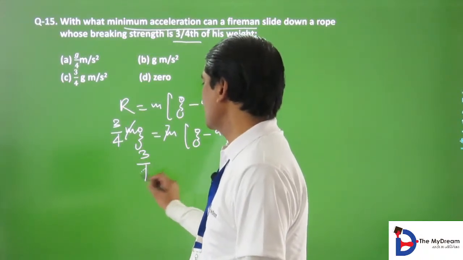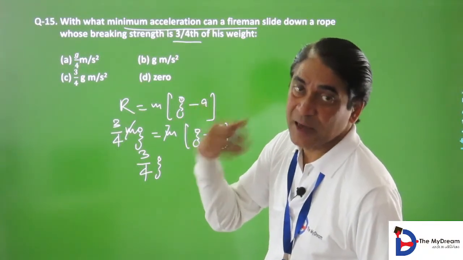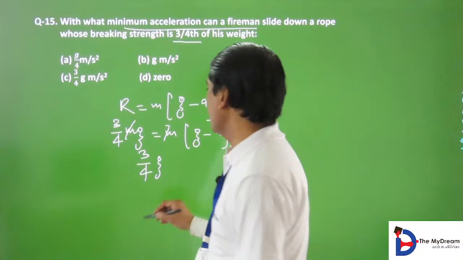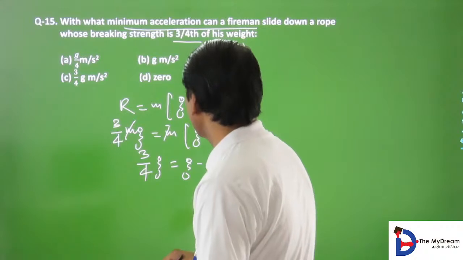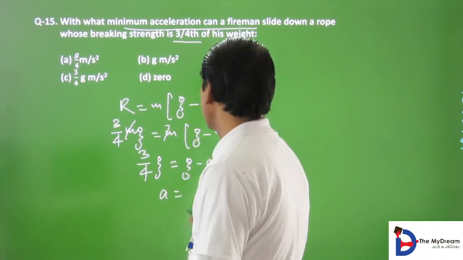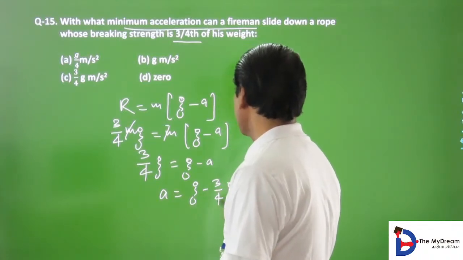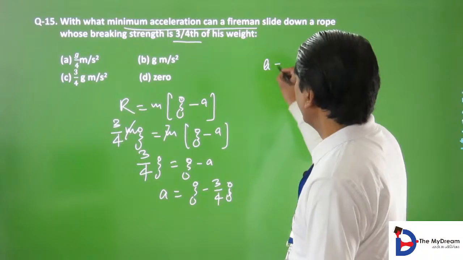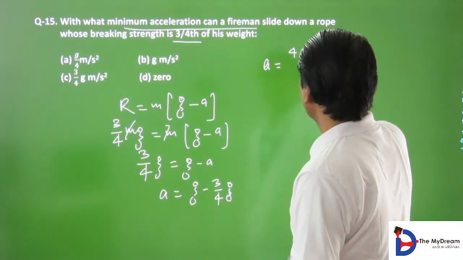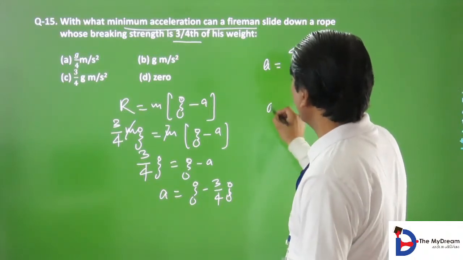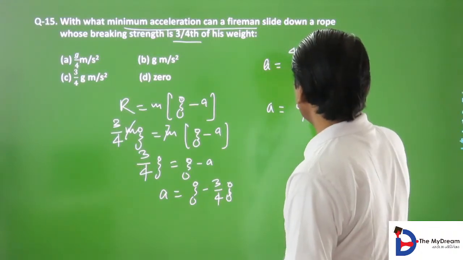So 3/4 is the apparent weight, 3/4 of his actual weight. 3/4 g minus a. So a is equal to g minus 3/4 of g. Then you will get 4g minus 3g divided by 4, then you will get g by 4 meter per second square.